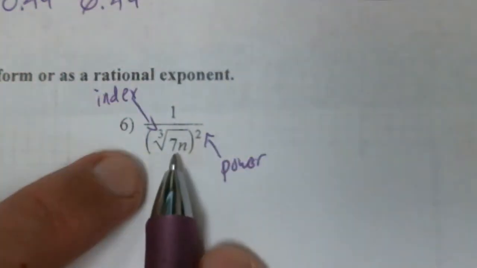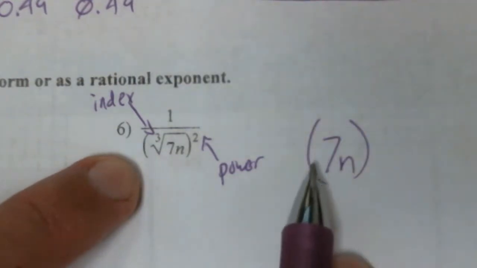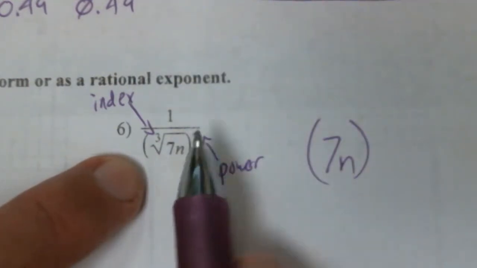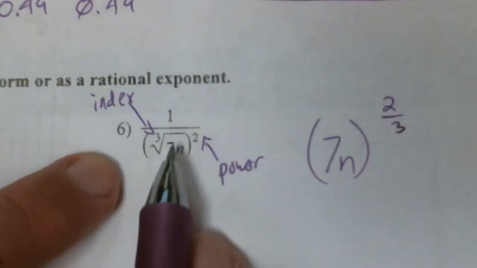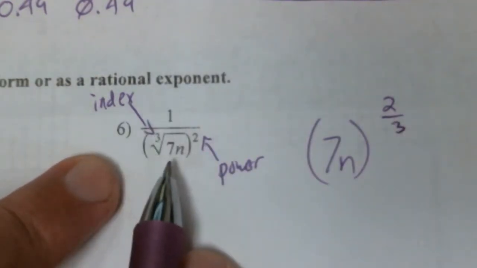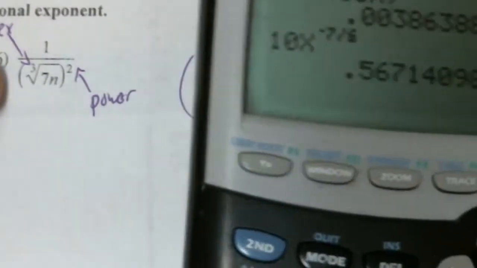Okay, so all of that is in parentheses, so the whole 7n is being raised to the power 2 over index. However, all of this is under 1, correct? So if we flip that, if this is on the bottom, that means our exponent is to the negative 2/3. Okay, let's check this real quick.